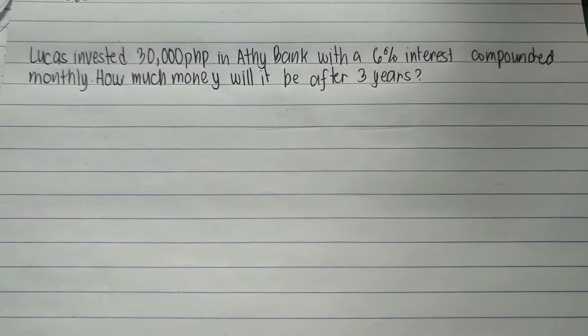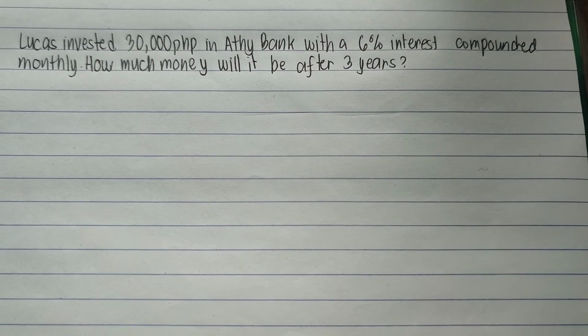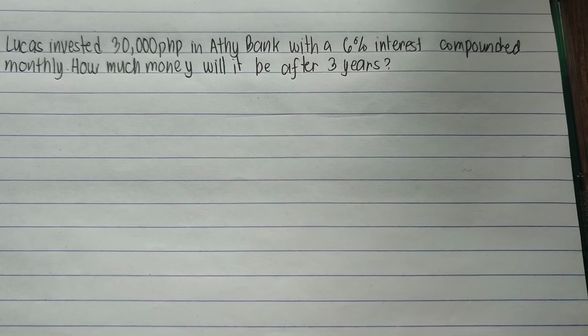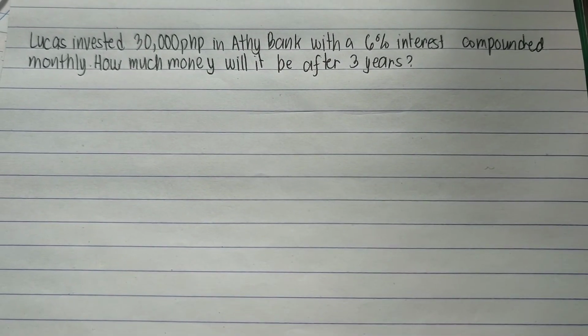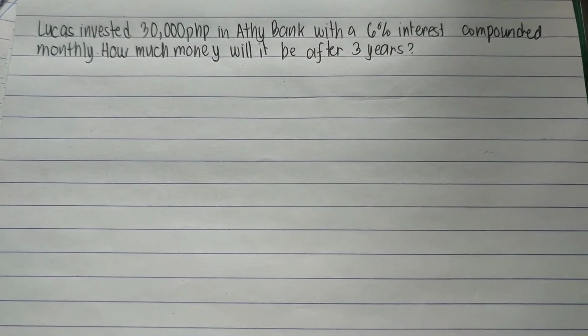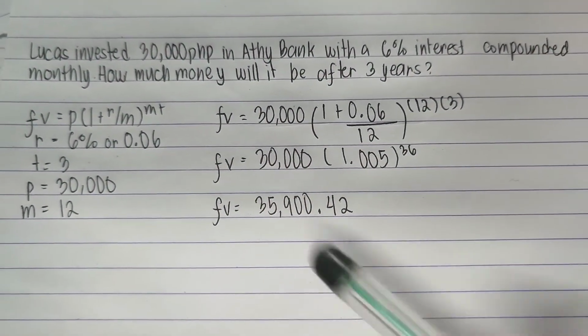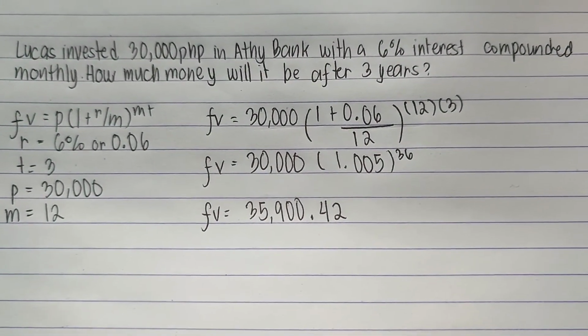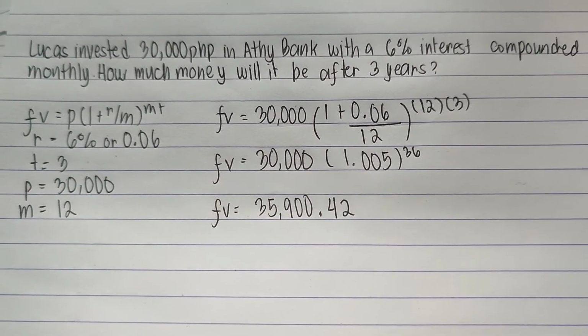This is our second example. Lucas invested 30,000 pesos in Ate Bank with a 6% interest compounded monthly. How much money will it be after 3 years? 5, 4, 3, 2, 1. So, I will now be revealing the answer for number 2. Lucas invested 30,000 pesos in Ate Bank with a 6% interest compounded monthly. How much money will it be after 3 years?